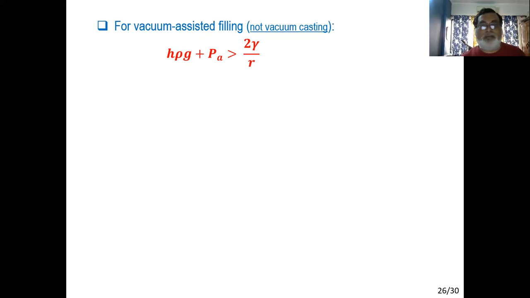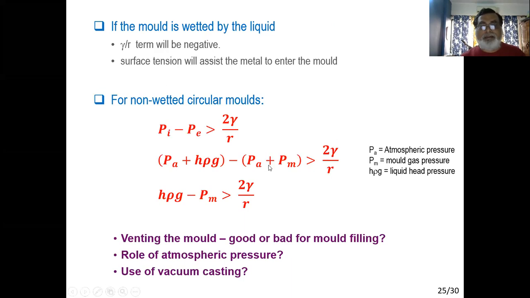No, sorry, this is wrong. Here, the mold is kept under vacuum, but the filling is open. That means during filling, we're openly pouring the liquid metal onto the pouring basin. So H rho G becomes effective, and at the same time, PA also becomes effective because it is open to the atmosphere. But on the other hand, since the mold is inside the vacuum, we sucked out the PM as well as we sucked out the PA. So PA becomes negative, 0, not 0, 10 to the power minus something. So we can effectively call it 0.